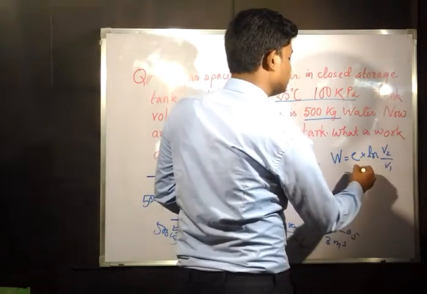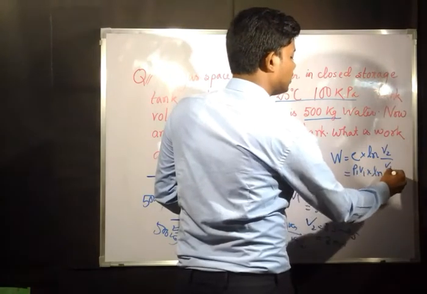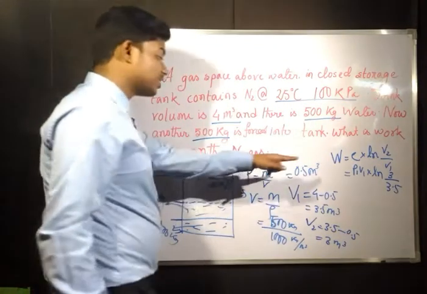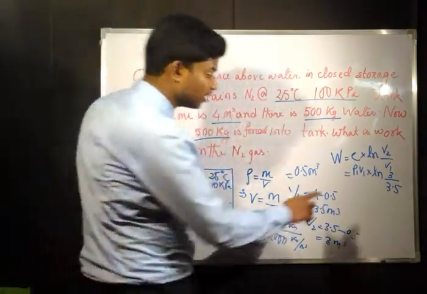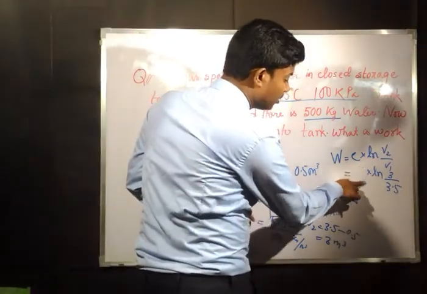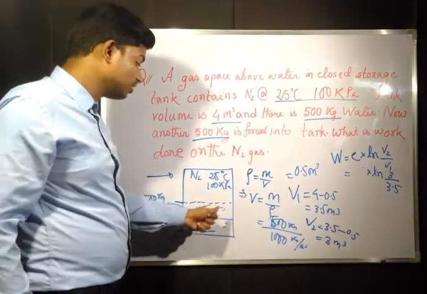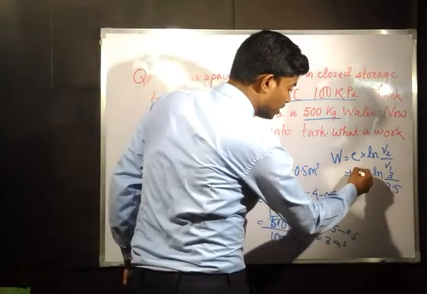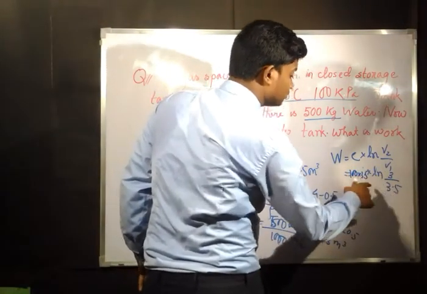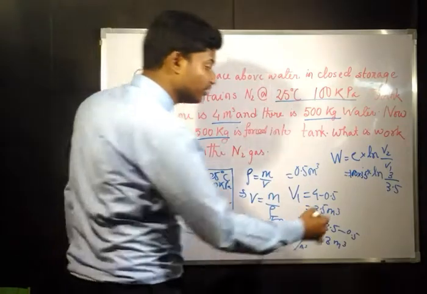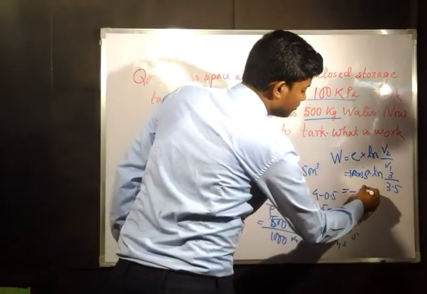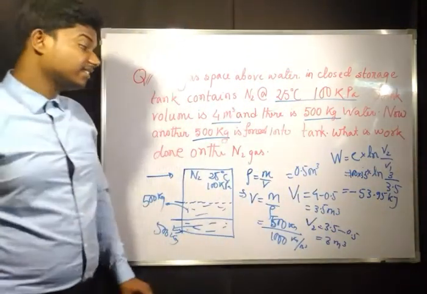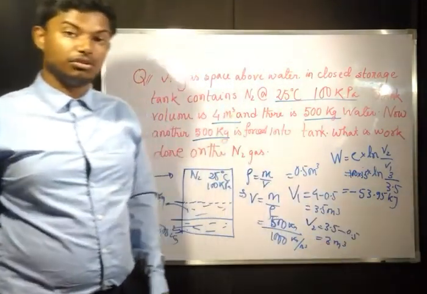Now the constant is P1 V1 into ln of V2 by V1. V2 is given as 3 and V1 is 3.5. Pressure 1 is given as 100 kilopascal, so pressure would be 100 and volume 1 of the nitrogen gas was 3.5. So this would be 100 into 3.5 into ln 3 by 3.5. If you do this, you will get the answer as minus 53.95 kilojoule.